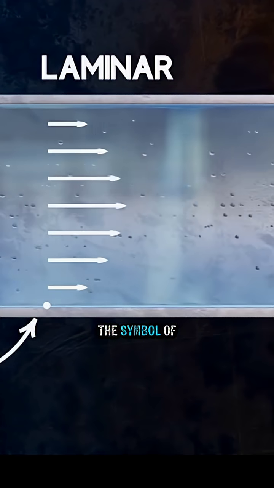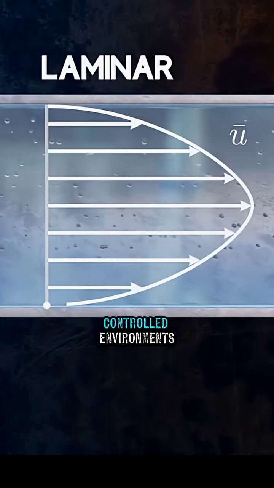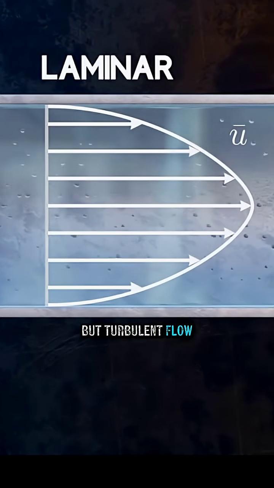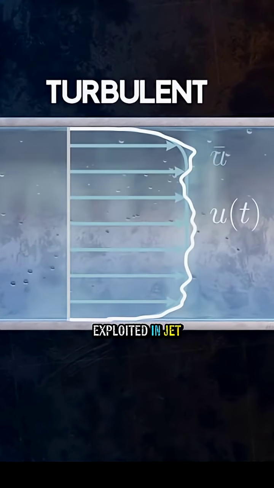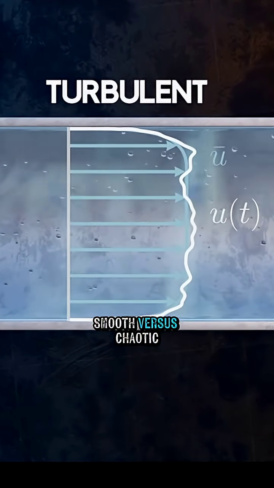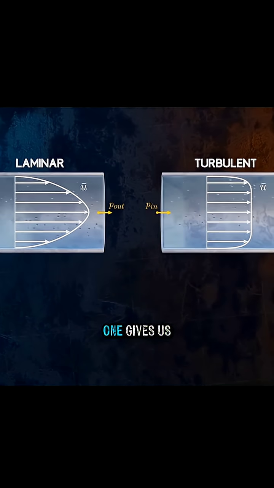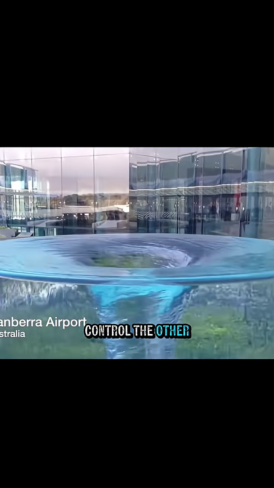Laminar flow is the symbol of stability, used in precision labs, micro-devices, and controlled environments. But turbulent flow is raw power, exploited in jet engines, chemical reactors, and even wastewater plants. Smooth versus chaotic, calm versus wild, yet both flows are essential. One gives us control, the other gives us flight.